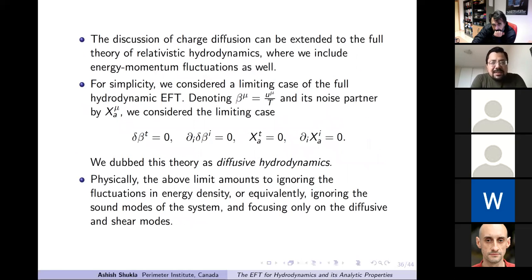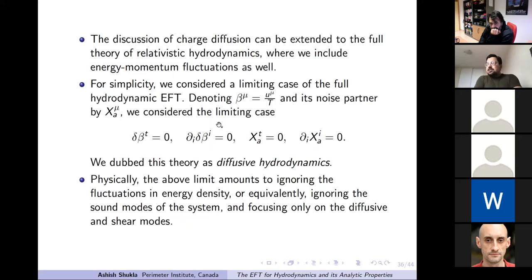All right, so we didn't stop here at this level of computing loop corrections in the case of charge diffusion. What we decided to do was to be doubly sure and work with the full theory of relativistic hydrodynamics, so basically include energy momentum fluctuations as well. To do that, I have introduced some notation here, which won't be very important. I now have the fluid velocity u^μ normalized in units of the temperature T, which I call the vector β^μ, and I'll study fluctuations in this vector as well.